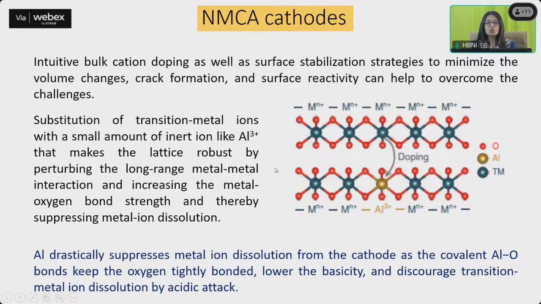So what you do is substitute these transition metal ions with a small amount of inert ion like aluminium. You see over here, what you had is all these transition metal ions which are blue in color, and over here instead of that you have put in an aluminium ion. So what is going to happen? This aluminium ion is going to bind very strongly with the oxygen. So it is going to drastically suppress the metal ion dissolution from the cathode. Why? Because the covalent aluminum-oxygen bond will keep the oxygen tightly bonded. It is going to lower the basicity, and it is going to discourage the transition metal ion dissolution by acidic attack. So that is why you now have this NMCA cathode, where A stands for aluminum.